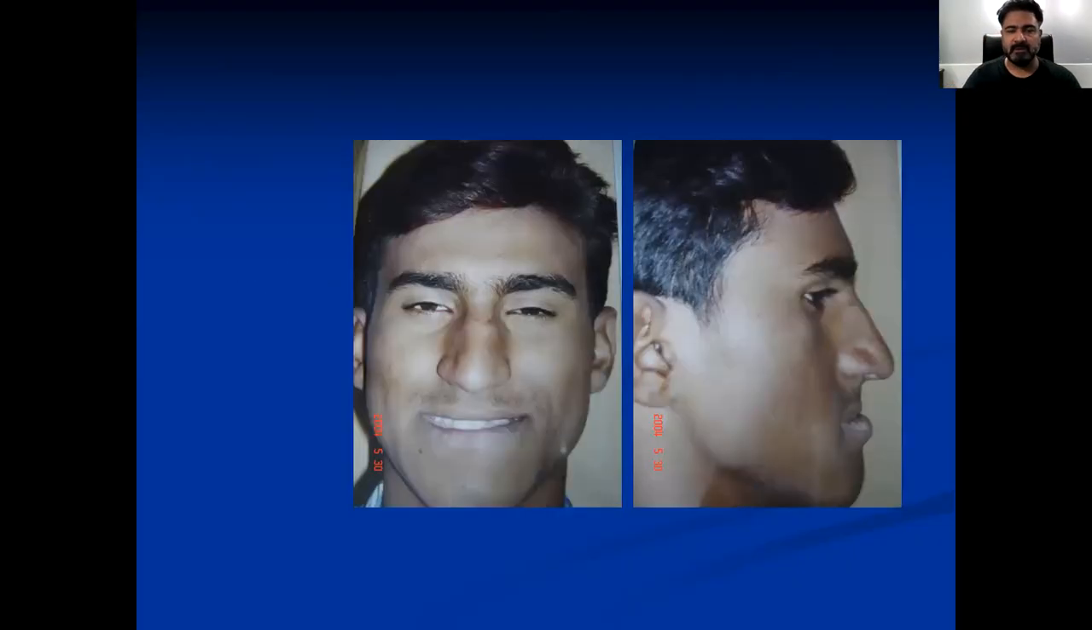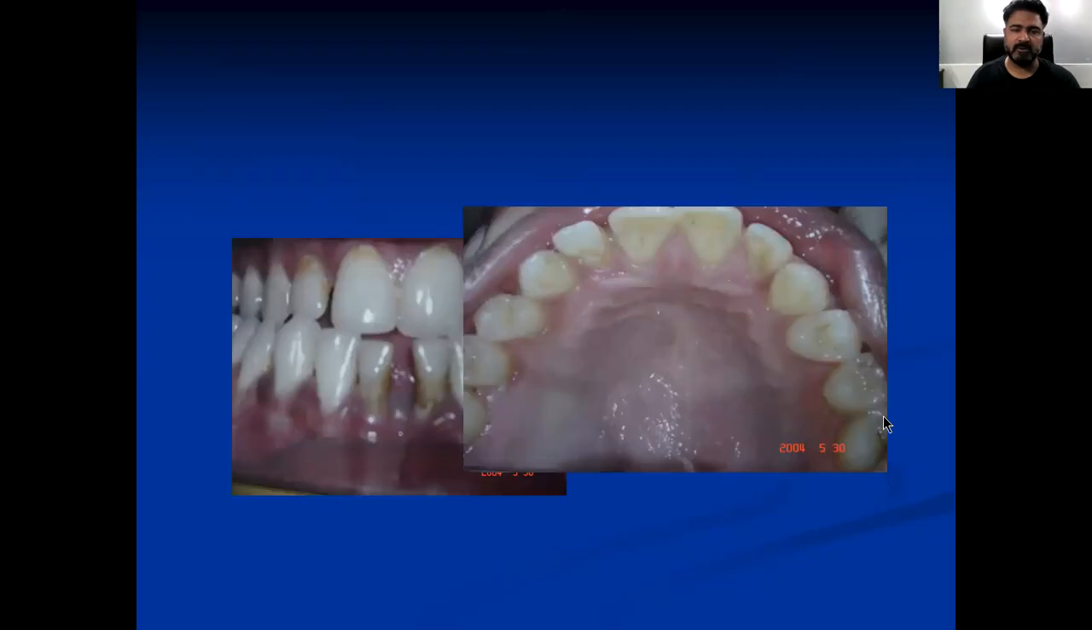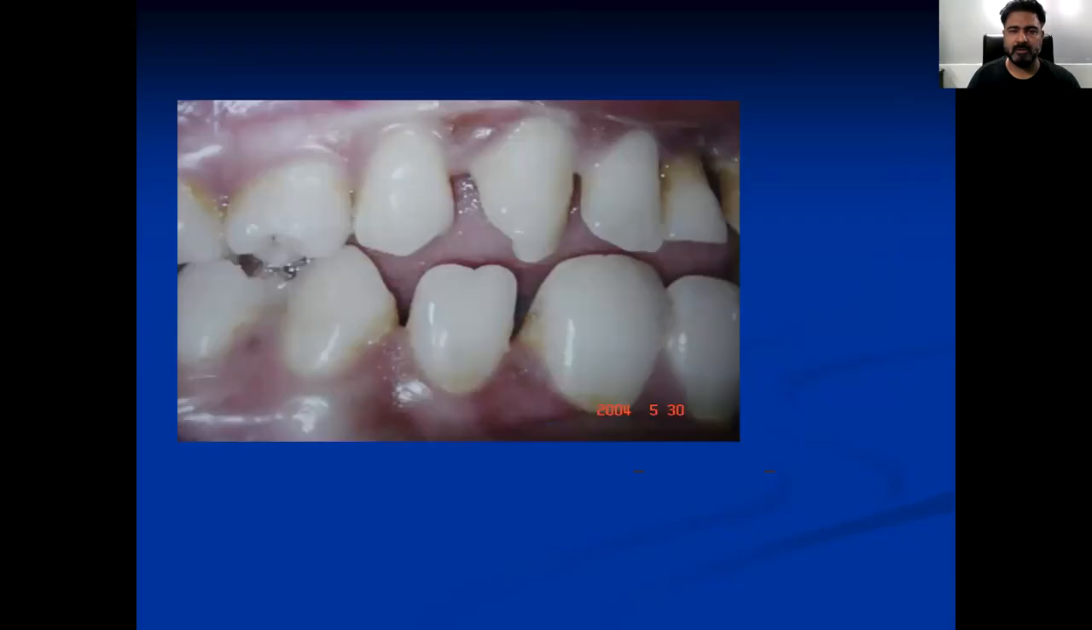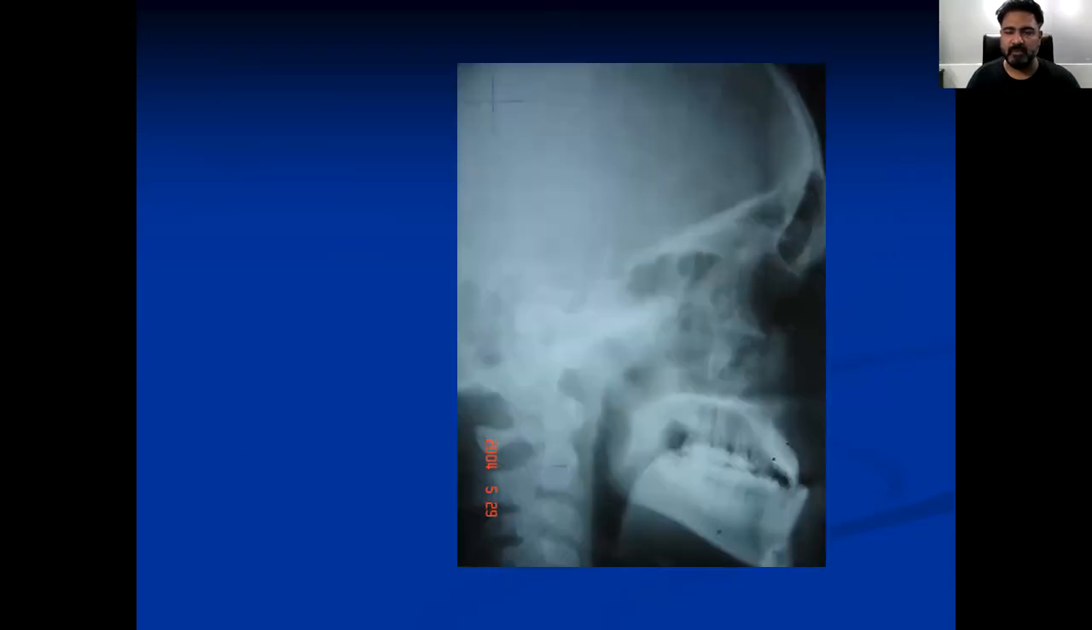Now this is a type of class 3. The combination of maxillary and mandibular, maxillary retrusion and mandibular protrusion. Intraorally open bites are there and crossbite is there in the anterior region.